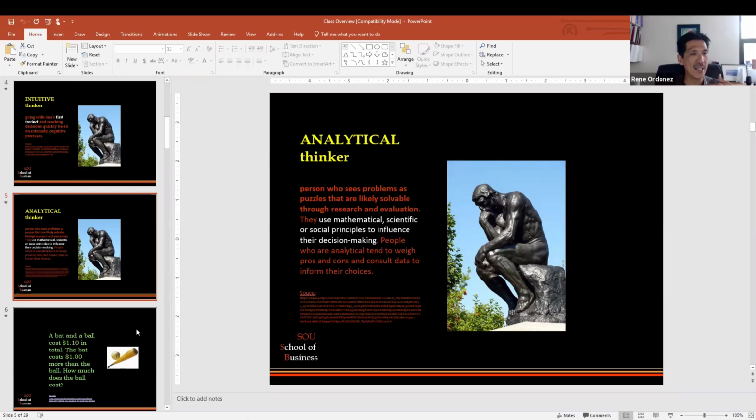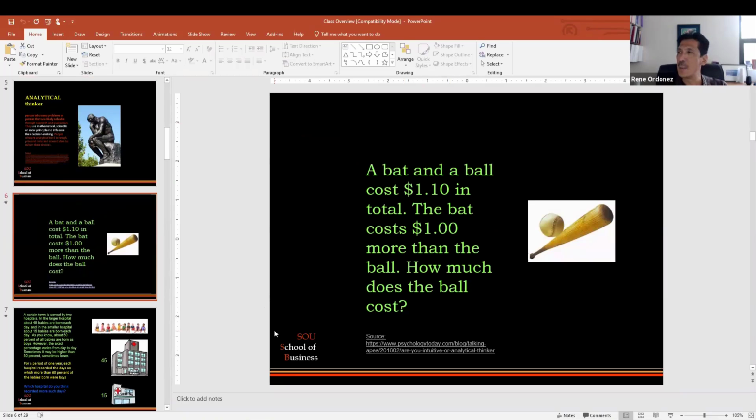So let's start with this simple question. A bat and a ball cost $1.10 in total. The bat costs $1 more than the ball. Now the question is, how much does the ball cost? Doesn't this question remind you of your high school days when you did word problems in algebra? So who has an answer?